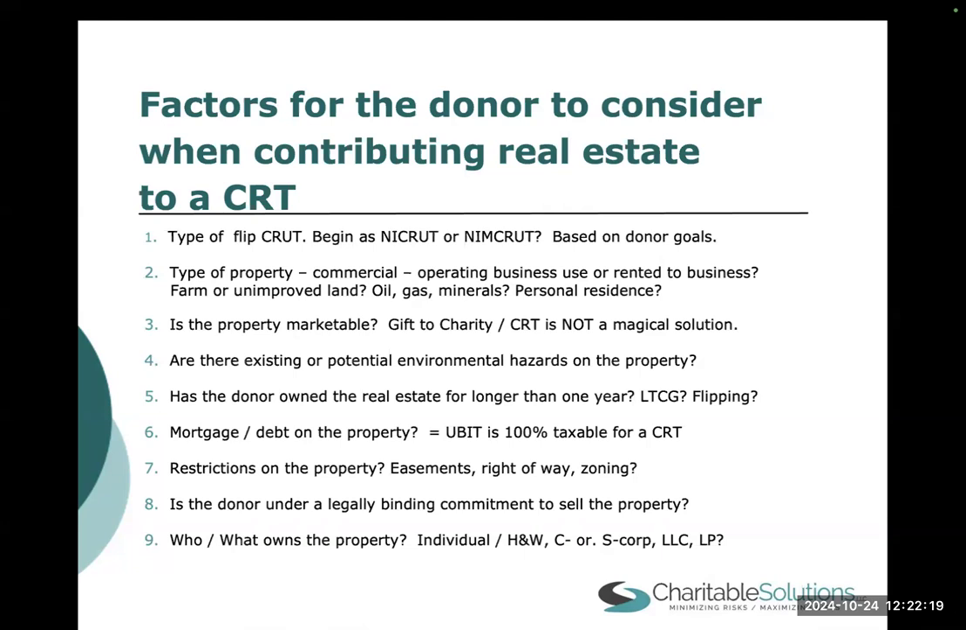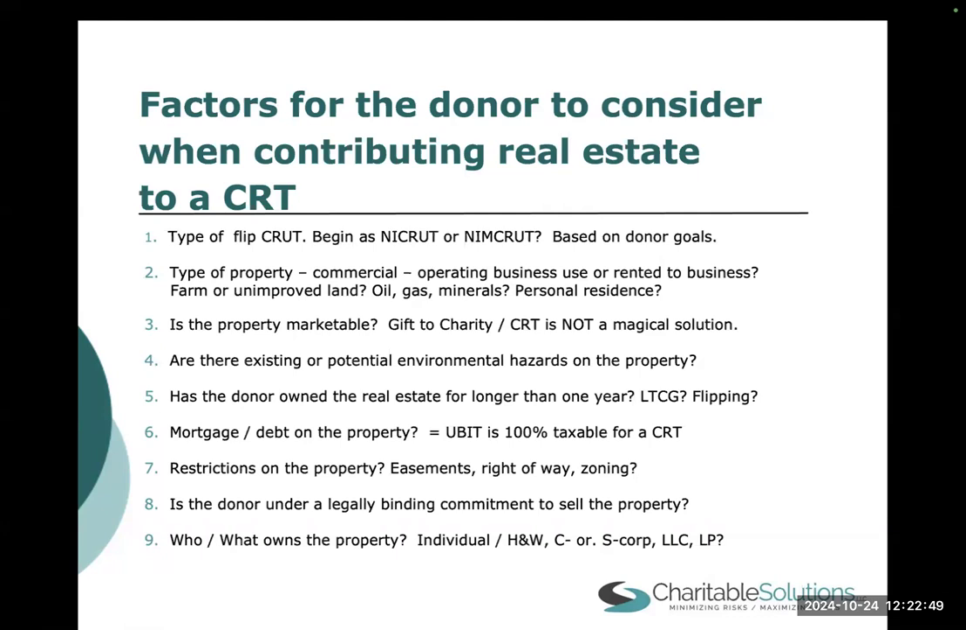And so, a charitable remainder trust has no mission. So, no matter what the business income is, it's always going to be taxed as UBIT. So, that's one of the important aspects if you're funding a CRT with any type of asset that could be an operating business, a limited partnership, sometimes real estate, like in my example. So just keep an eye out for that. Are there potential environmental hazards on the property?